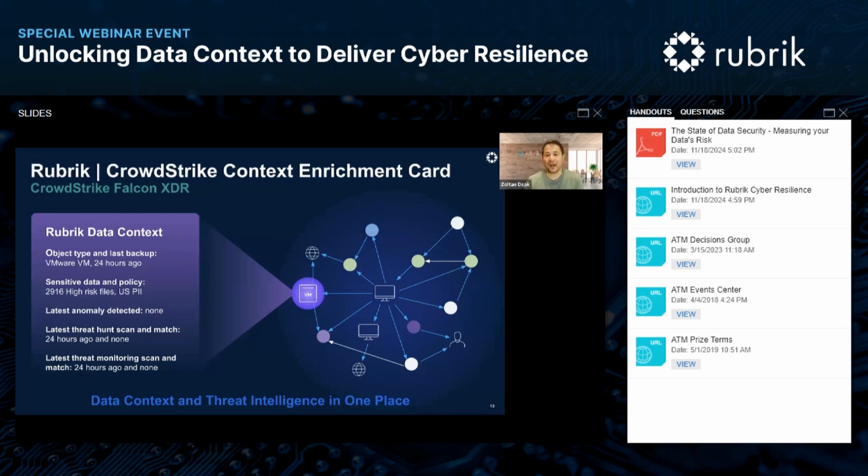Defenders need that threat context from their security tools combined with data context. So signal and information on what is being targeted. They can't understand the true risk without understanding if an attack is targeting high value data and whether it was an isolated or targeted event. So without context, it's much harder to prioritize and take action against potential threats to data.